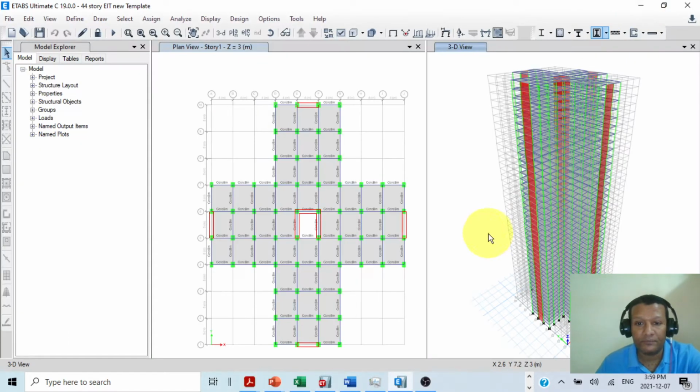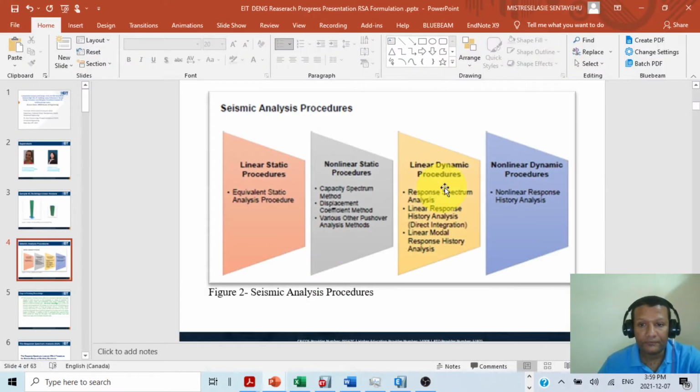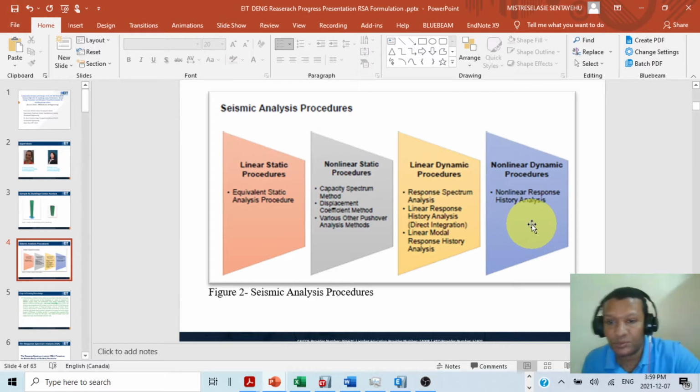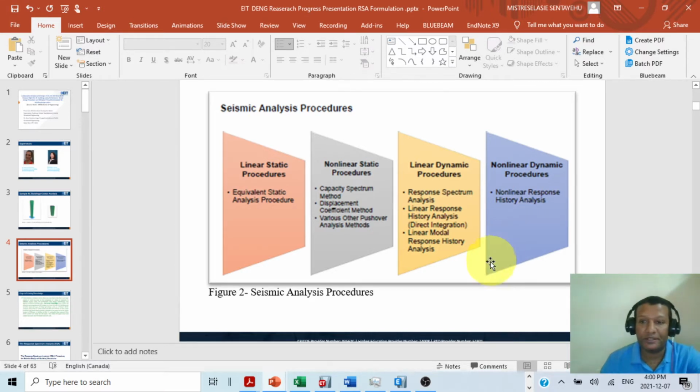But before that, linear response history analysis, the direct integration method or modal analysis, we will see this one also. Linear model response history analysis, this one also we shall see. The nonlinear dynamic procedure, nonlinear response history analysis, will be included in my literature review and in my research as well.